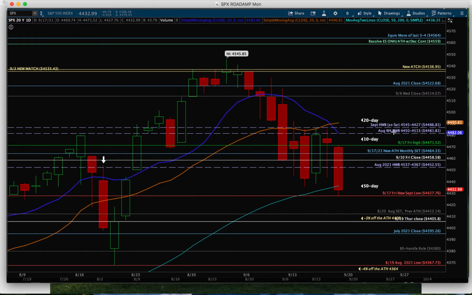And what's right in line with the 20-day is the September halfway back point between our all-time high that was set on September 2nd, which is our high for the month and our current all-time high, and our low for the month set on Friday at 44.27. The halfway back point there is 44.86 and change. So that is our target. If all we get in this bounce is that, those calls are going to make a lot of money.